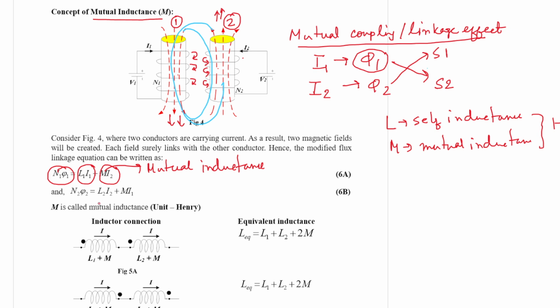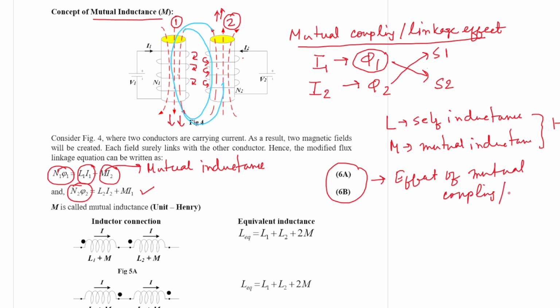Similarly, the flux linkage at solenoid 2, N2 phi 2, is given by L2 I2 plus M into I1. So equations 6a and 6b represent the effect of mutual coupling or mutual linkage.